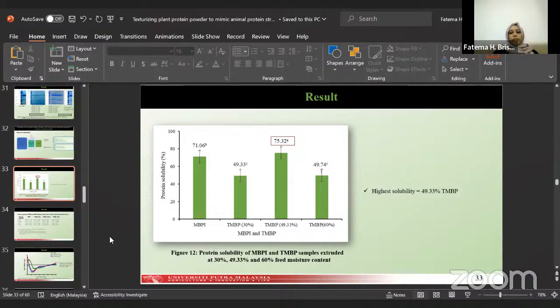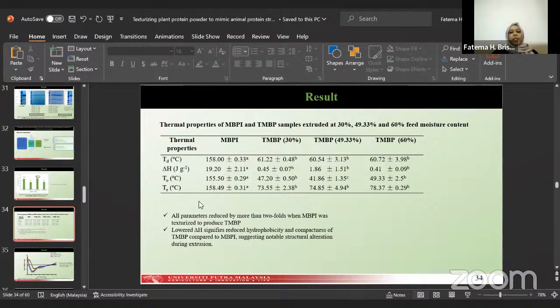Next, we have thermal properties. You will notice that the protein denaturation enthalpy is reduced by twofold compared to before. This is 158 and 19, because the structure in the native is much more compact. However, when we use shear technology, shearing stress, and then high temperature in the extrusion barrel, we have loosened up the structure, and that's why the denaturation temperature has gone down, plus the denaturation enthalpy as well, because the structure is unfolded now.